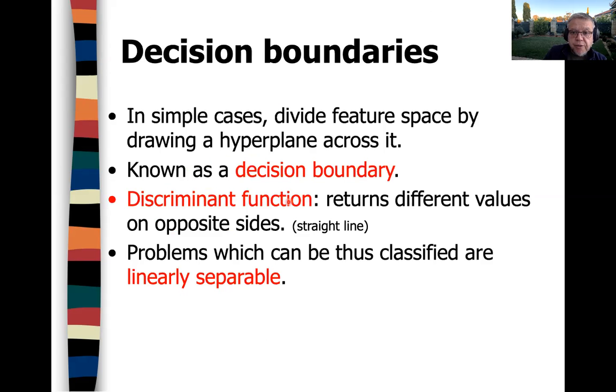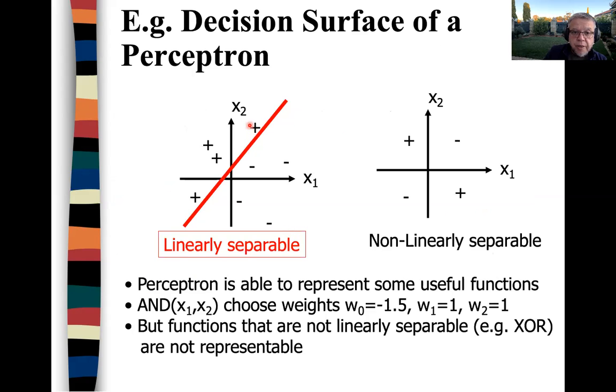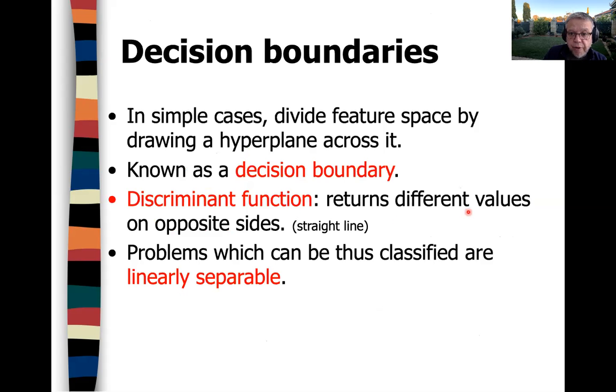The discriminant function returns different values on opposite sides. On this side of the decision boundary, your discriminant function will give you a certain value. If it's on the other side of the decision boundary, you're going to have a different value, a different value on the opposite side. And the problems which can be thus classified are linearly separable.